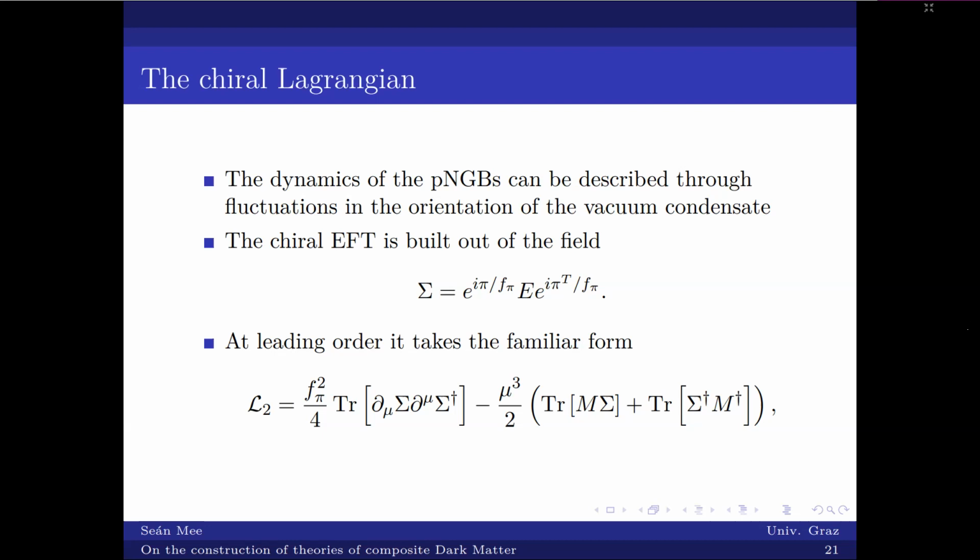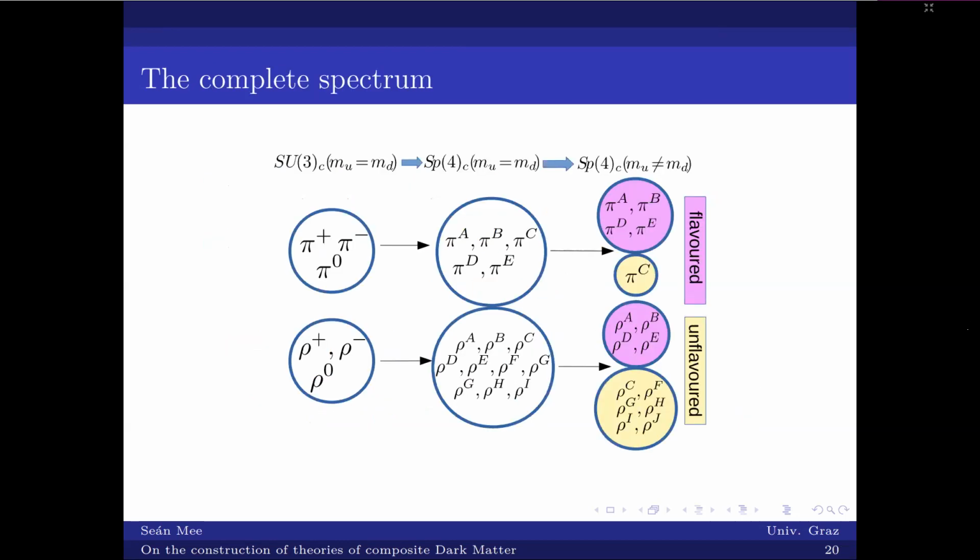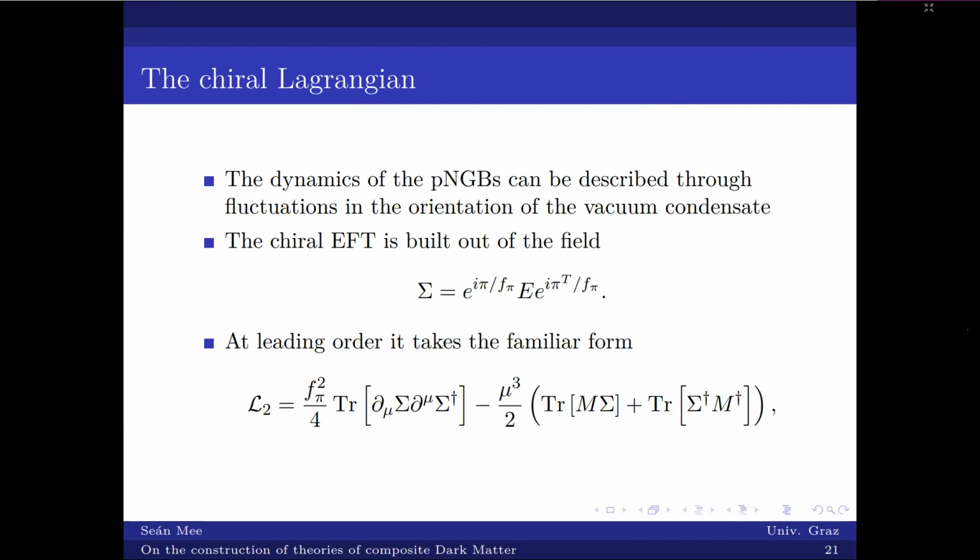Transpose, right? This is a matrix. So what we have here is, our pions are like this, right? So we've got 5 Goldstones, so a goes from 1 to 5. So we build a matrix out of this, and that's exactly what this guy is, right?